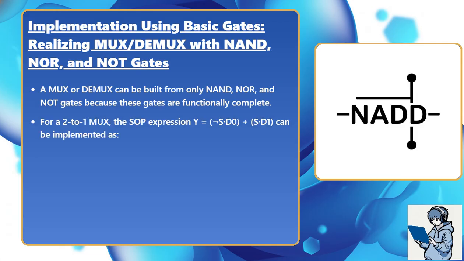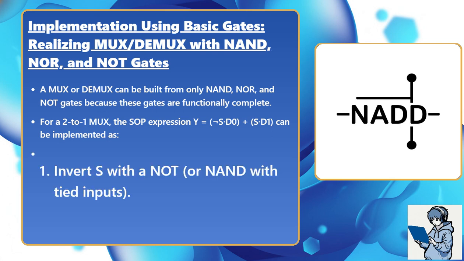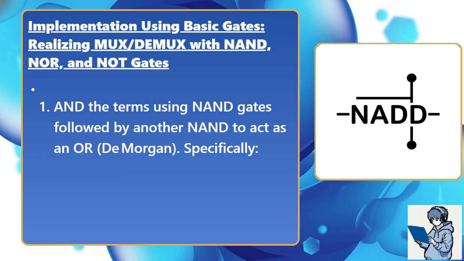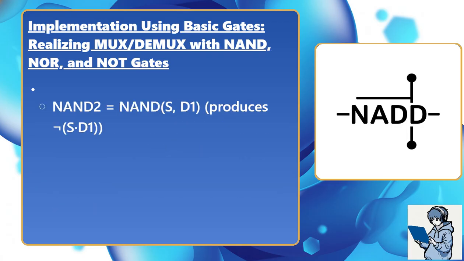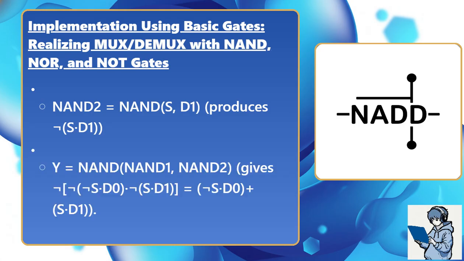For a 2-to-1 MUX, the sum of products expression y equals not S and D0 plus S and D1 can be implemented as invert S with a NOT or NAND with tied inputs, and the terms using NAND gates followed by another NAND to act as an OR, De Morgan. Specifically, NAND 1 equals NAND of not S and D0, which produces NOT of not S and D0. NAND 2 equals NAND of S and D1, which produces NOT of S and D1. Y equals NAND of NAND 1 and NAND 2, which gives NOT of open bracket NOT of not S and D0 and NOT of S and D1 close bracket, which simplifies to not S and D0 plus S and D1.